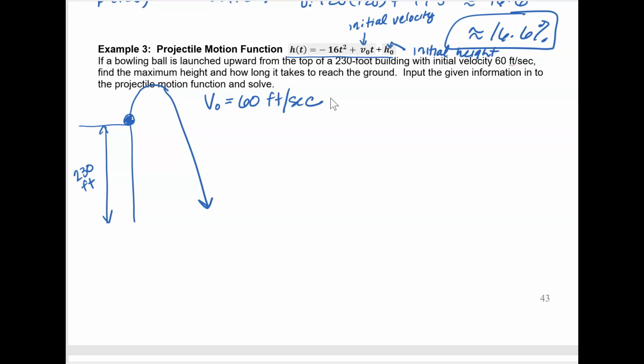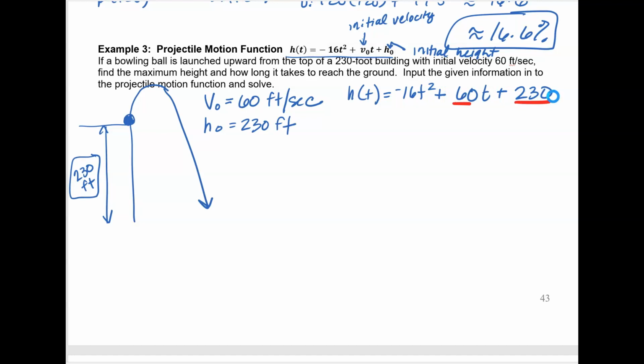So we weren't specifically given the initial height, which we need, at least it didn't say it in those words, but we were given the height, and the height is 230 feet. That is the initial height of the bowling ball. So h sub 0 is 230 feet. So I'm going to go ahead and write this function, but instead of v sub 0, I'm going to write 60, and instead of h sub 0, I'm going to write 230. So just to be clear, I put the 60 and the 230 in myself. Those were given in the problem. The rest of the numbers are given to you.